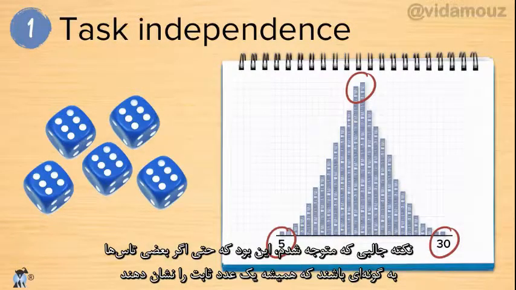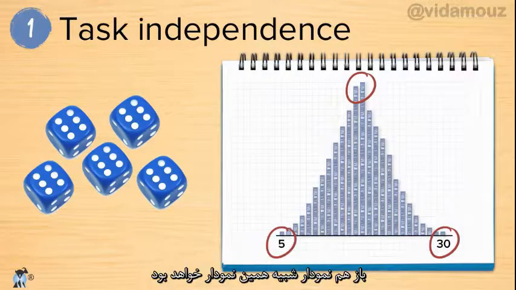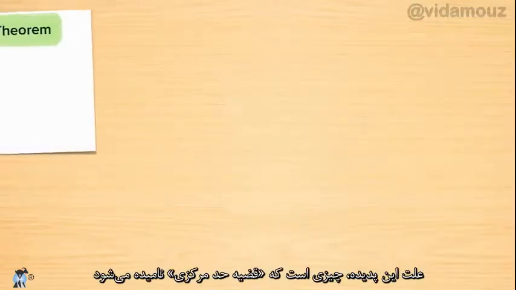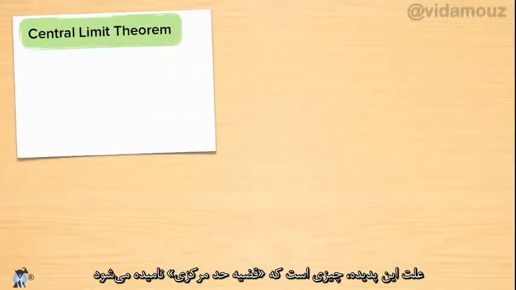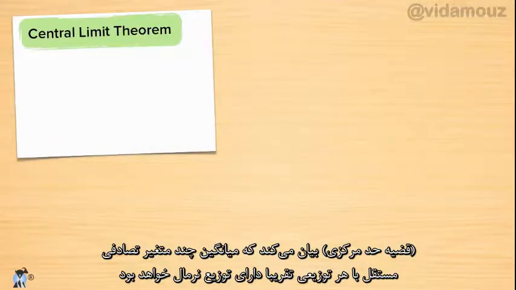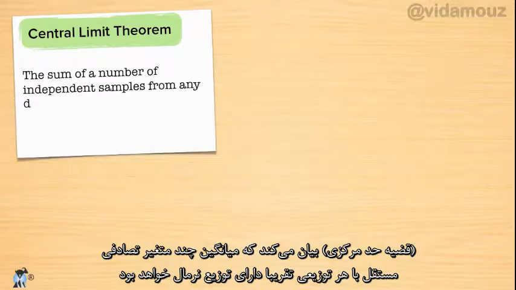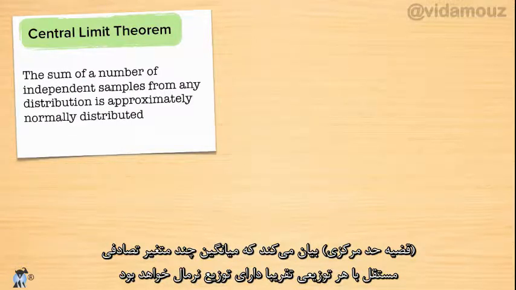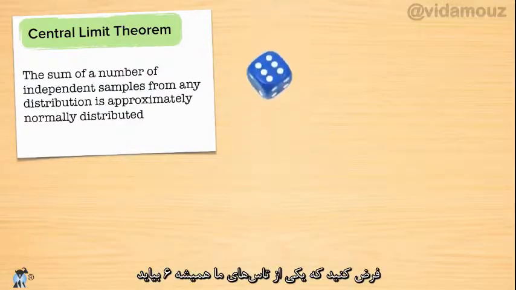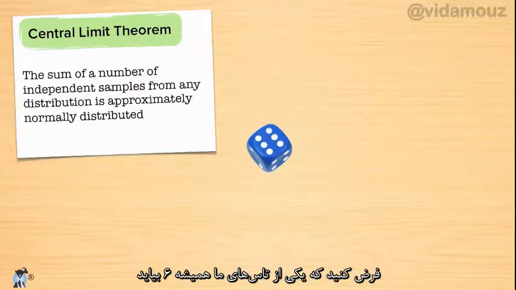What I find interesting is that we're going to see this same shape even if some of our dice are loaded and always roll the same values. This is because of something called the central limit theorem. The central limit theorem says that the sum of a number of independent samples from any distribution will be approximately normally distributed.